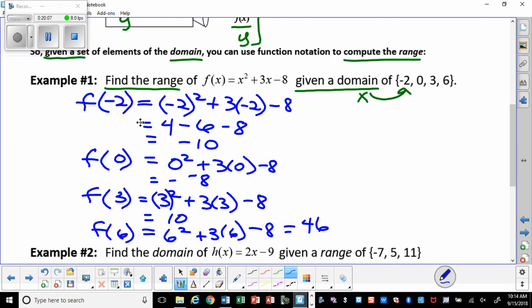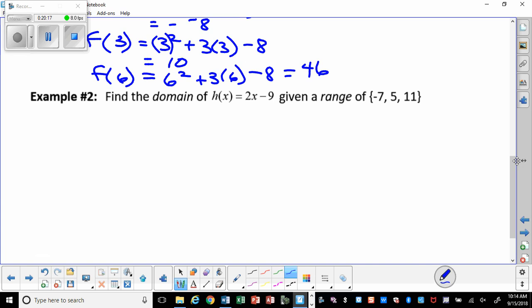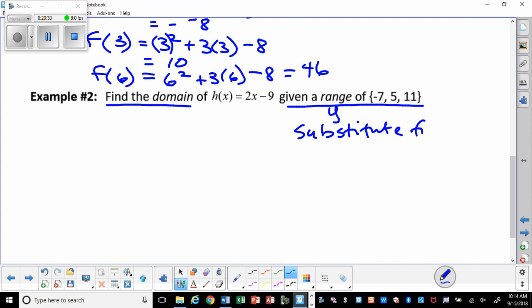To find the range, you substitute for x. If I'm going to find the domain, that means I'm given the range. The range is y. So I substitute for h of x into the function. Substitute for y. So now I'm going to put the -7. These are my y values. Range is y. So I'm going to put -7 in here.